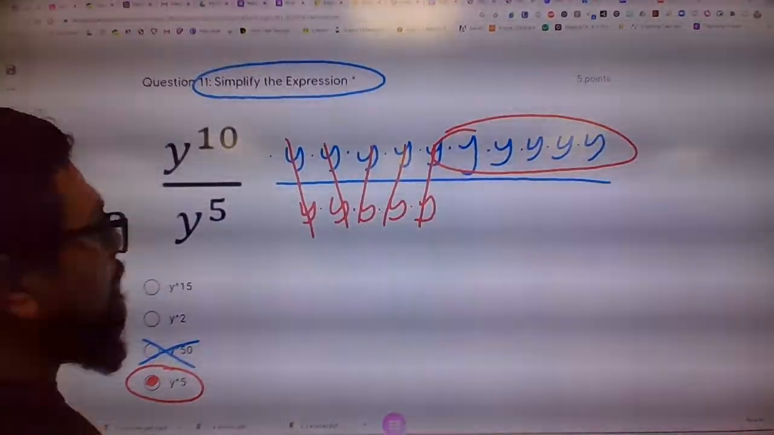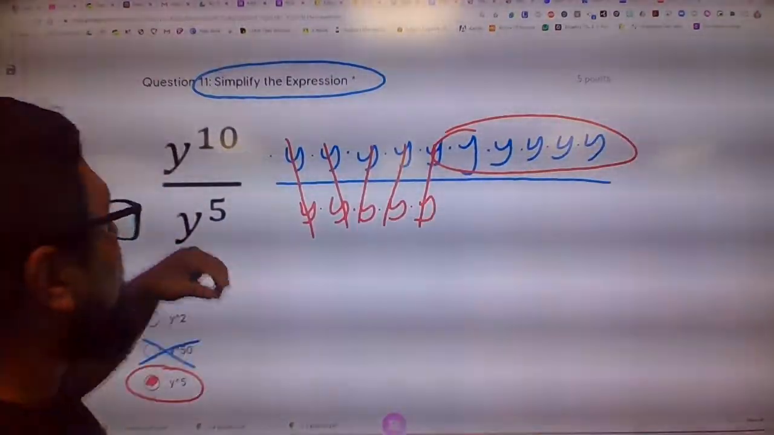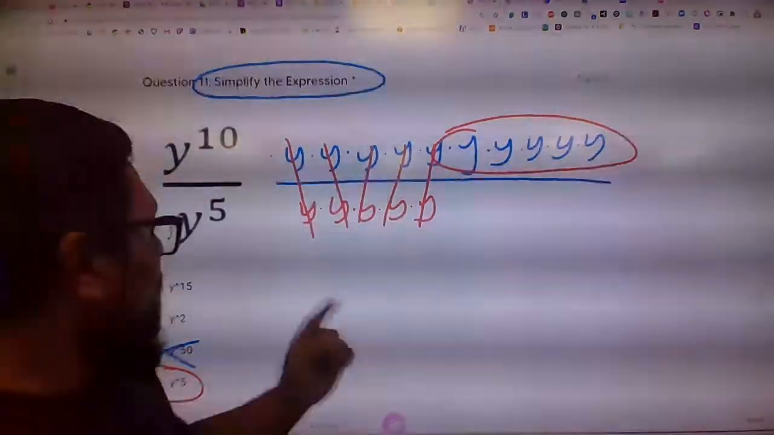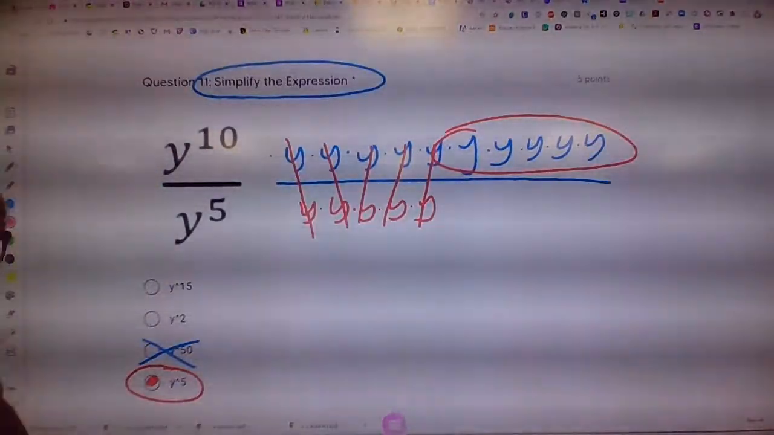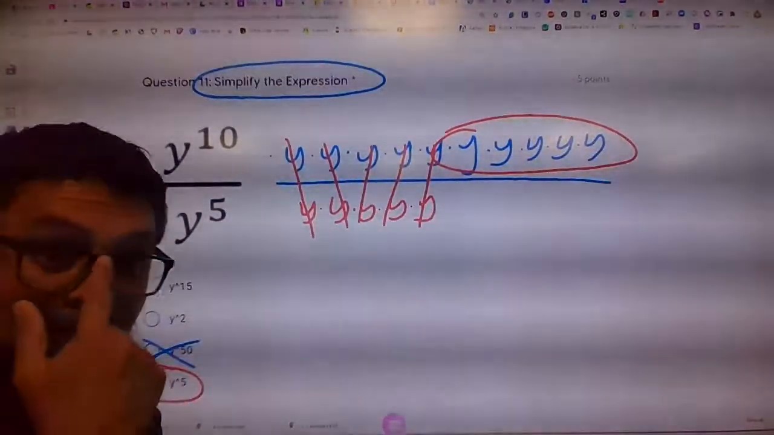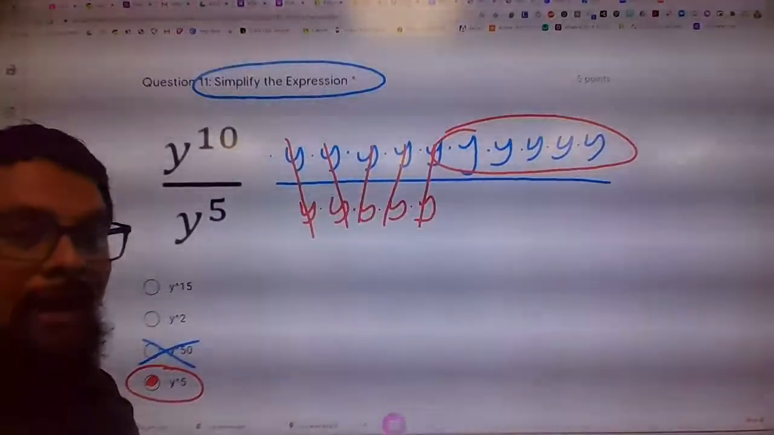Now, the shortcut was, what's 10 minus 5? 5. So it's y to the 5th. That was the shortcut that we went over. Come on, guys. You guys got to look at your notes. A lot of you did miss this one.